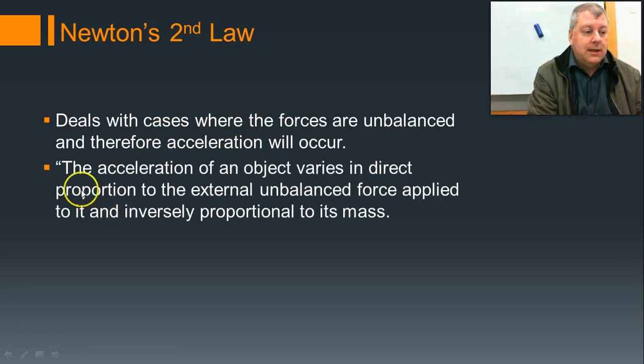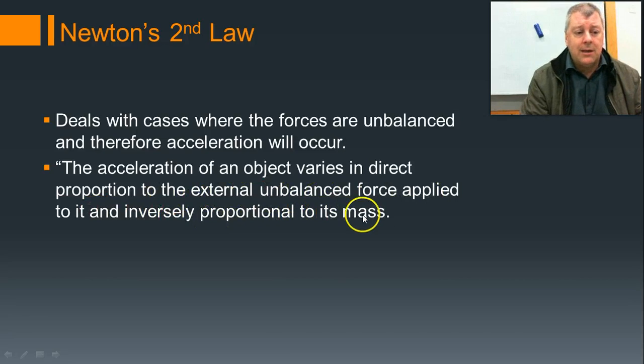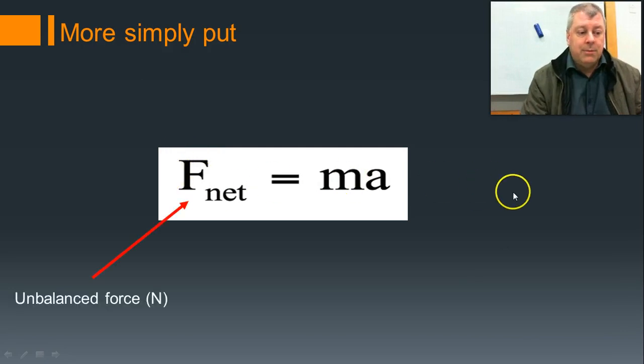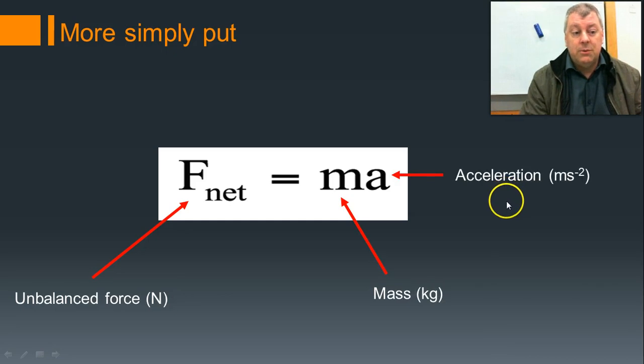Sometimes it's said the acceleration of an object varies in direct proportion to the external unbalanced force applied to it and inversely proportional to its mass. That's quite complicated. What does that mean? Quite simply, F equals ma. The force is equal to the mass times acceleration. Unbalanced force is in newtons, mass is in kilograms, our standard units, and acceleration is in meters per second squared.